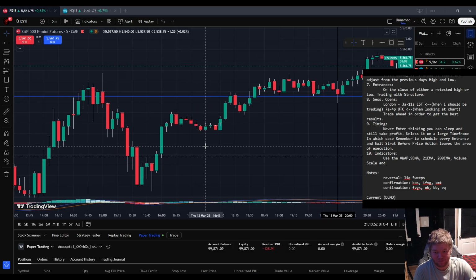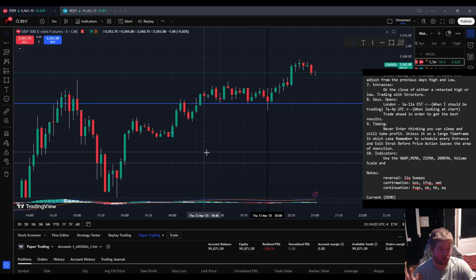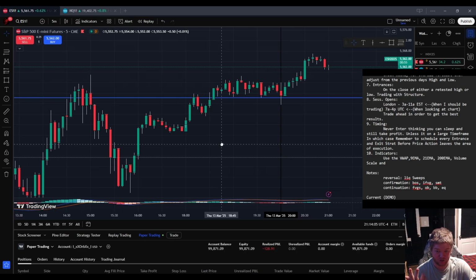So I'm going to say price has hit key level, right? It's got on a 5-minute, wait for confirmation: break of structure, inverse fair value gap, or SMT. We're looking for all of that. Break of structure. We have break of structure on this candle right here.